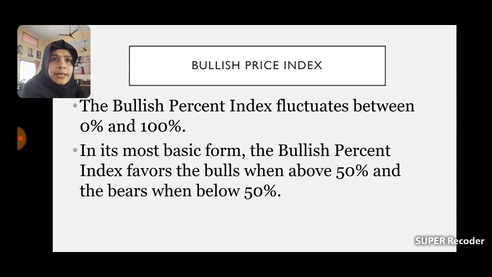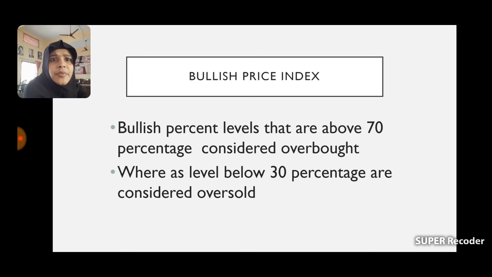Okay, and the bullish price index fluctuates between 0% and 100%. In its most basic form, the bullish percentage index favors the bulls when above 50% and the bears when below 50%. And its interpretation is that bullish price levels that are above 70% are considered overbought, and bullish price index that lies below 30% is considered oversold. When it is overbought, we will sell the security. When it is oversold, we will buy the security.